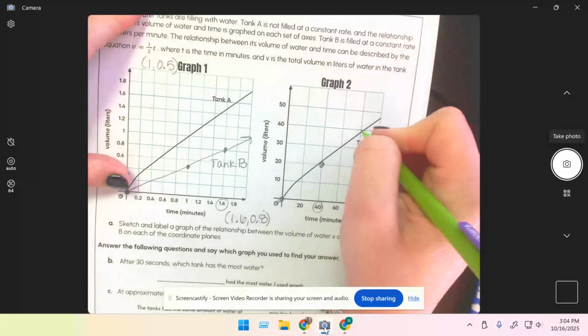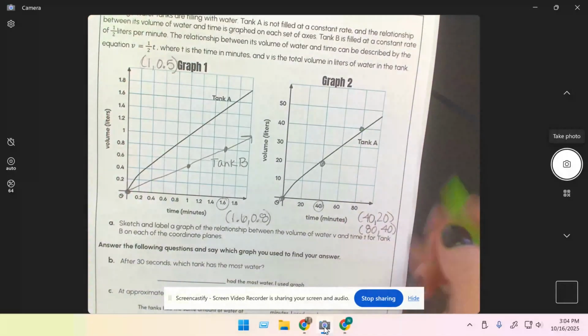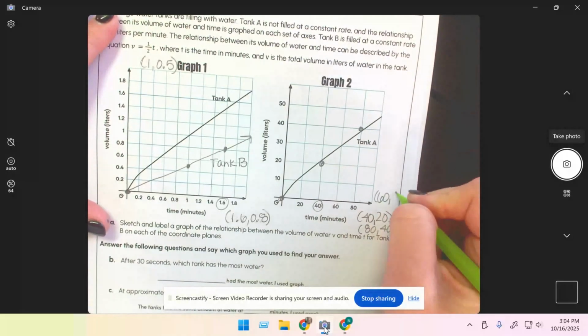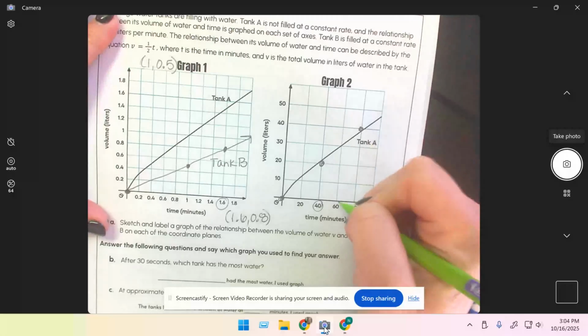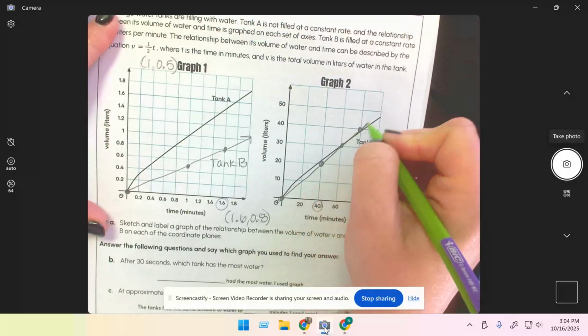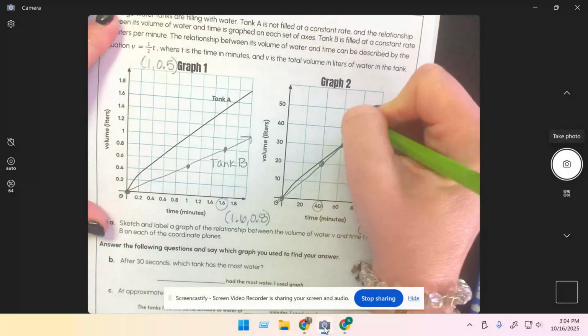So 80, 40. I'm going to do one more point. I'm going to do the 60. What's half of 60? 30. So 60, 30. Connecting, you can see it's very close to that line. That's tank B.